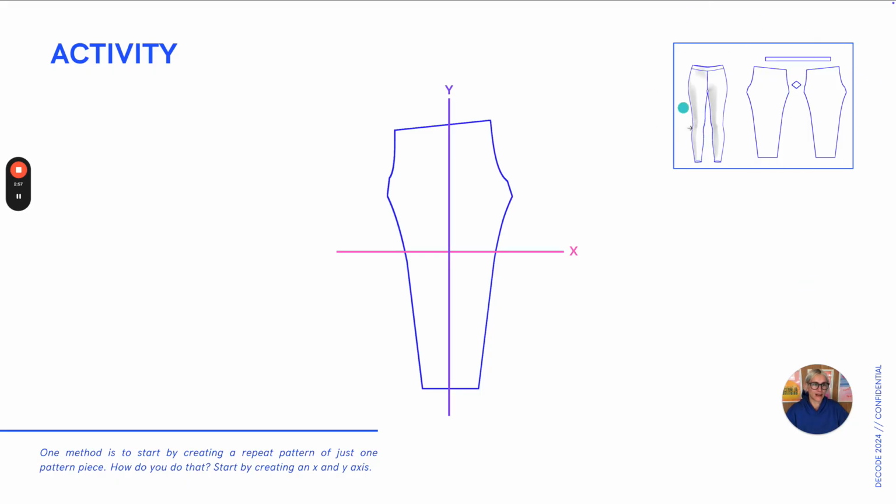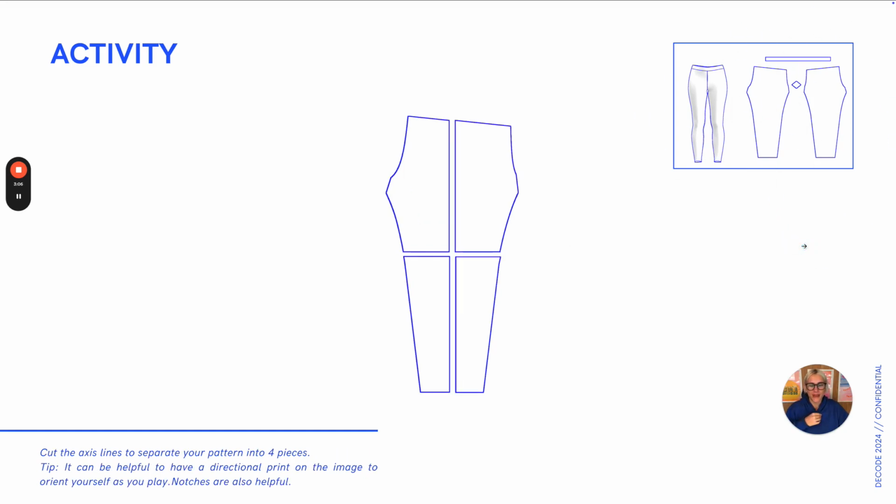I also have this little dialog box up here on the right just to give a reference of where we're starting. So as we're going through and making changes, we can just remember where we're starting from. Once you've made that X and Y axis, you're going to cut those apart into 4 pieces.